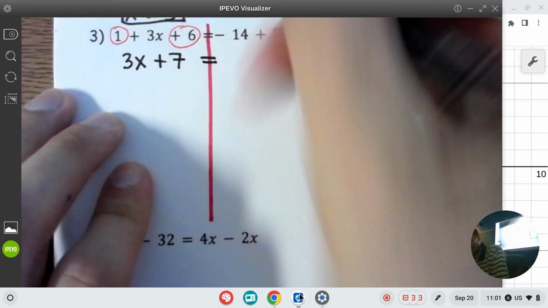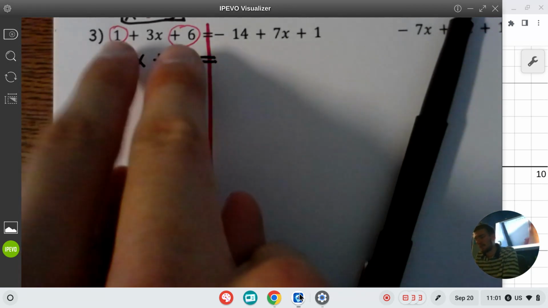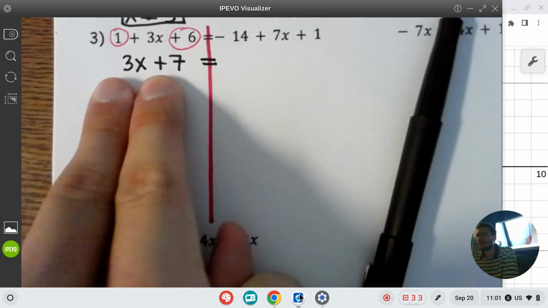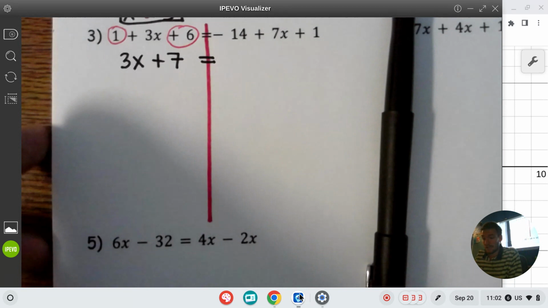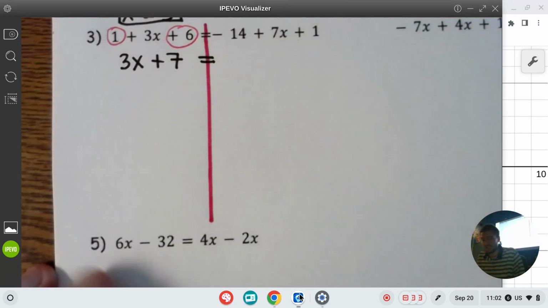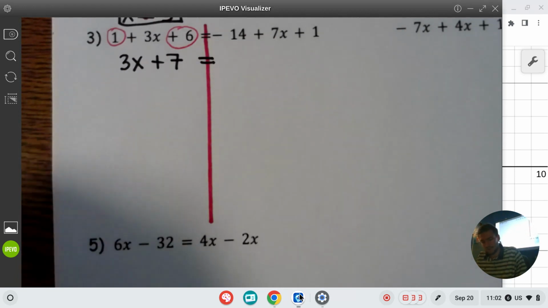Now, is it okay if the 7 comes first? Sure, as long as all of the signs are correct. It better be a positive 7. It better be a positive 3. It's actually called the commutative property of addition. But you're allowed to mix these around. Okay? Now let's look on the right side.